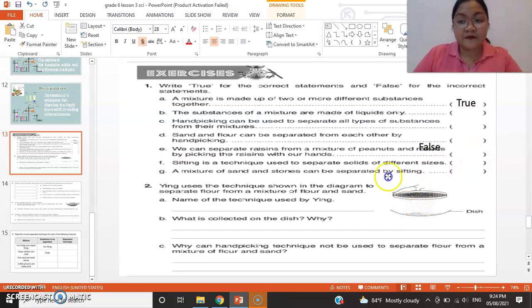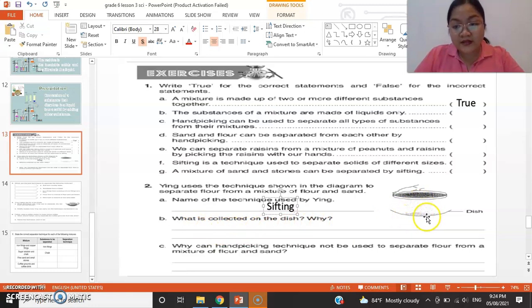5, 4, 3, 2, 1. Okay, very good. The answer is sifting. Okay, very good. Why sifting? Because we're going to separate solids that have different sizes. Very good.